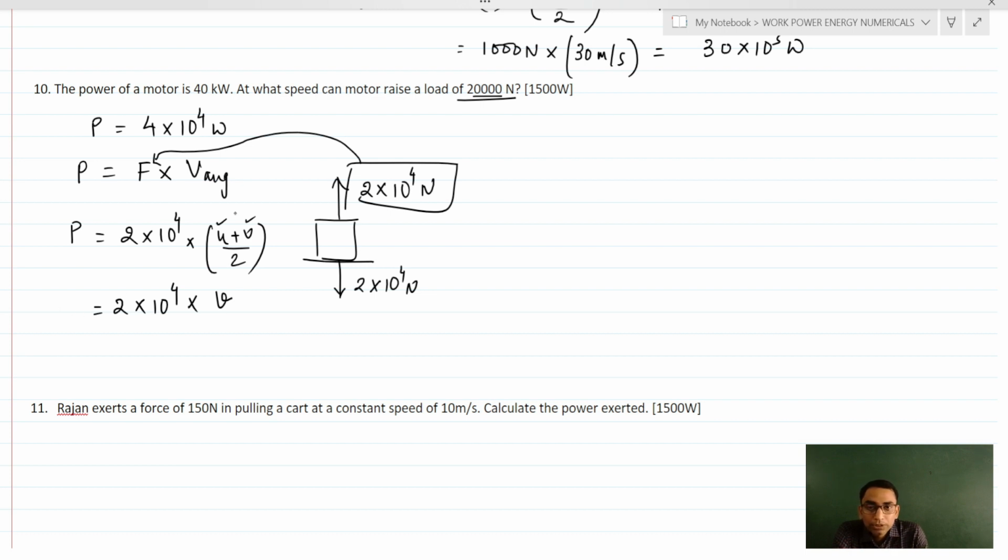And force is given, 2 into 10 raised to 4. Power is also given, so basically 10 raised to 4. So velocity is 2 meter per second. That is the answer to the problem. Here it is 2 meter per second.